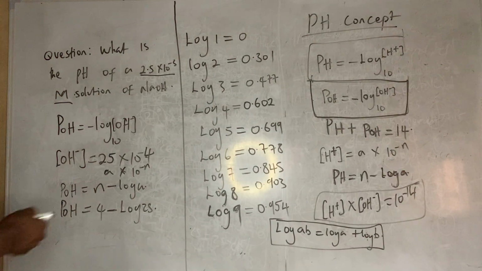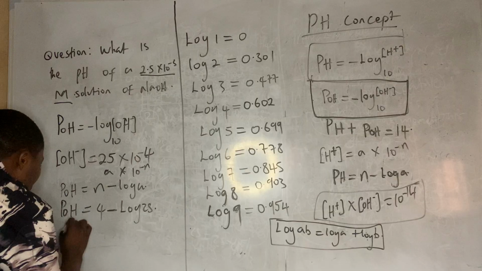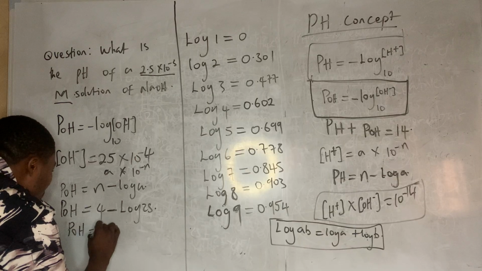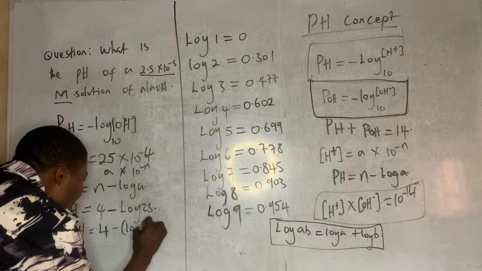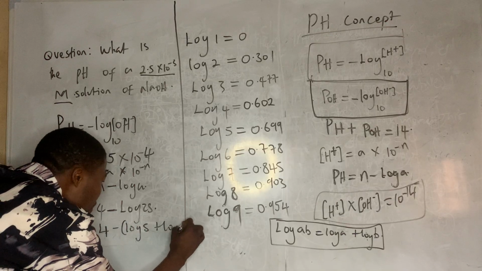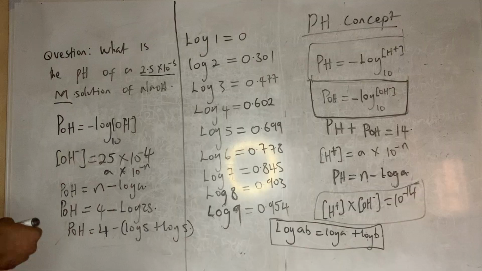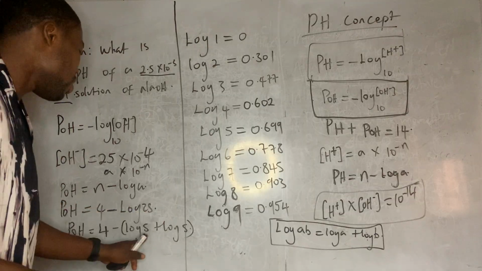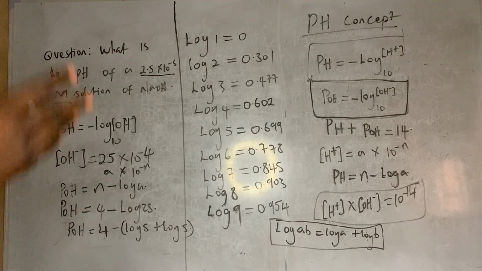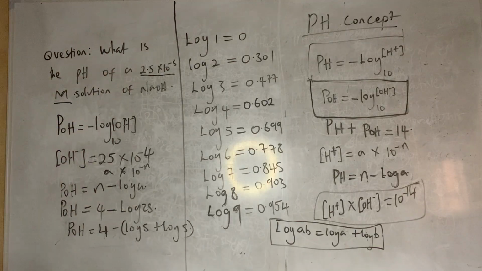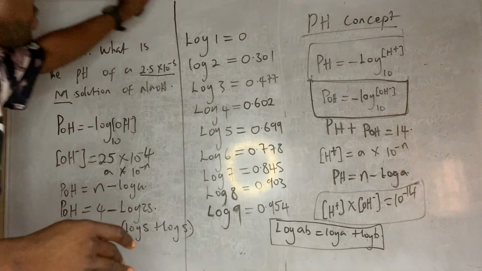So log 25 should be, this pOH should therefore be equal to 4 minus, in brackets, log 5 plus log 5, because 25 is 5 times 5. So we have broken it down to this process without a calculator. I only have to just know this.